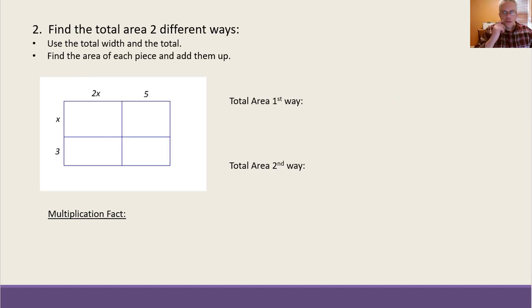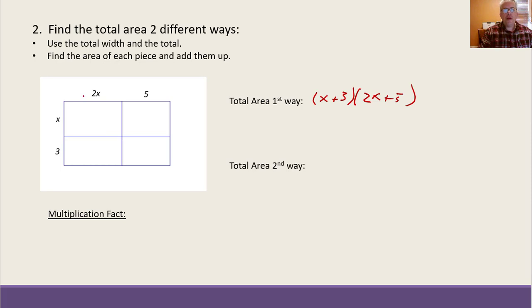All right, let's do a few examples. This time, let's start with total width times total length. X plus 3, that would make the total width, times the total length, 2x plus 5. All right, that's the first way.